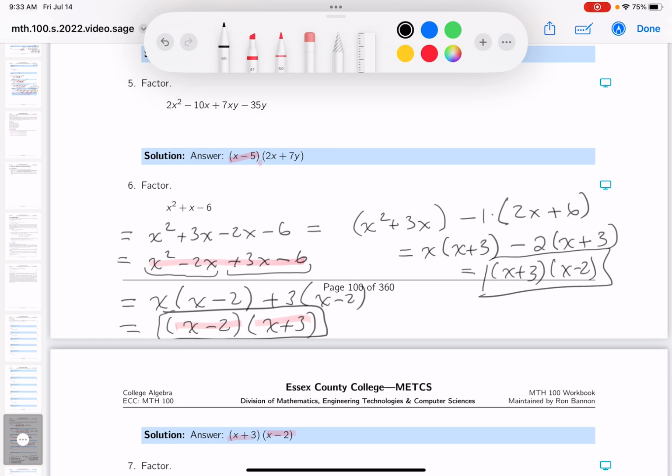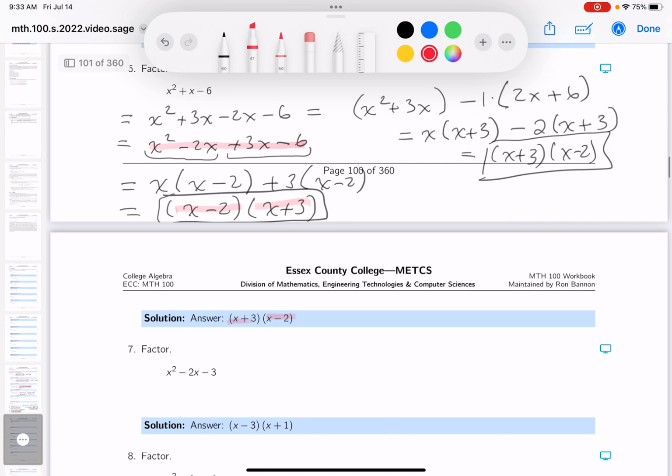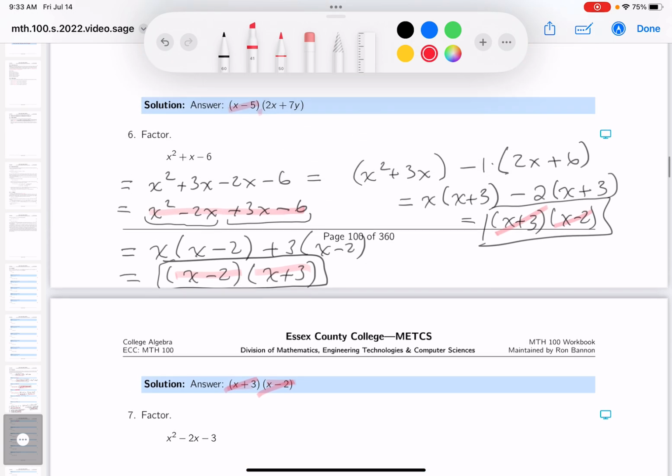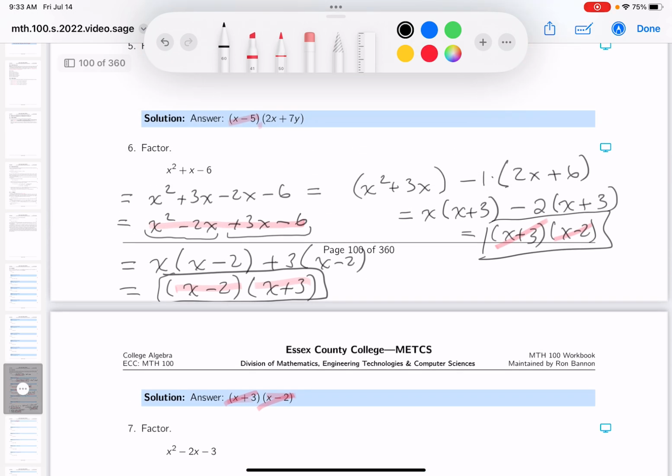Again, is that answer in the key? Someone says it looks different. It's the same answer. It still has the factors x plus 3 and x minus 2. All right? I'm not a big fan of the AC rule, but that doesn't mean you can't be a fan of it. If I were doing this problem, I would not have used the AC rule.